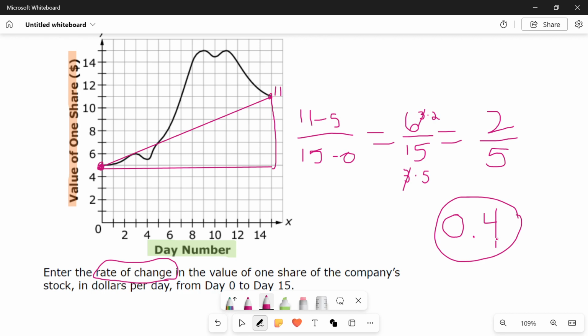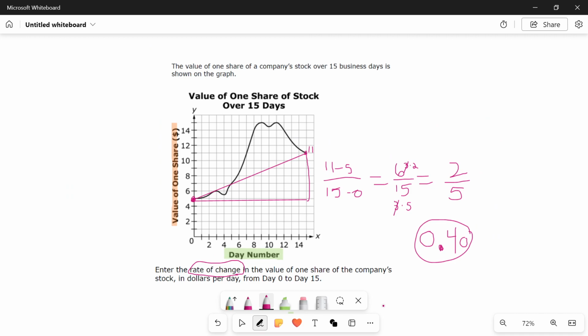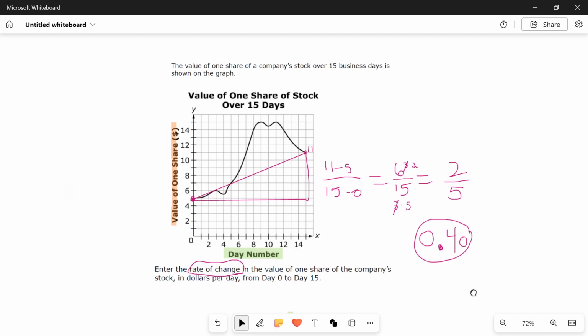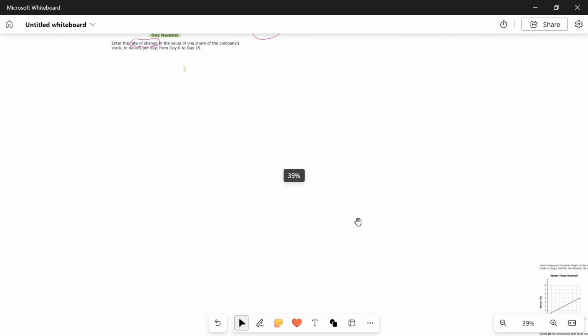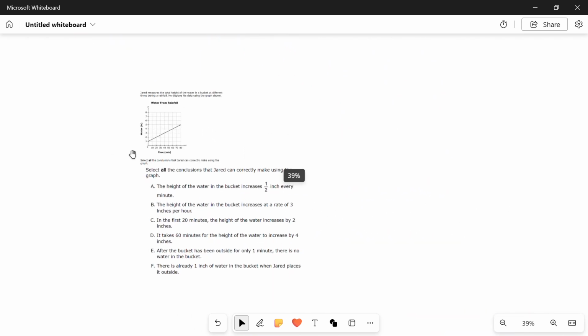It's going to be 40 cents per day, but they're not asking you for cents. So you wouldn't put in 40. You'd put in $0.4. And if you want to add a 0 here for 40 cents, you can show that. That's fine. But it went up 40 cents each day over the course of 15 days, which was a total of $6. Okay. Whew. Okay, we've got one more problem here.